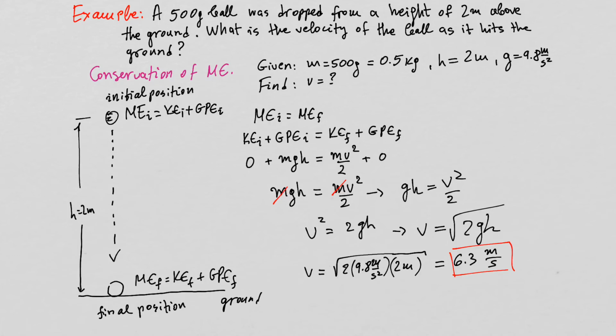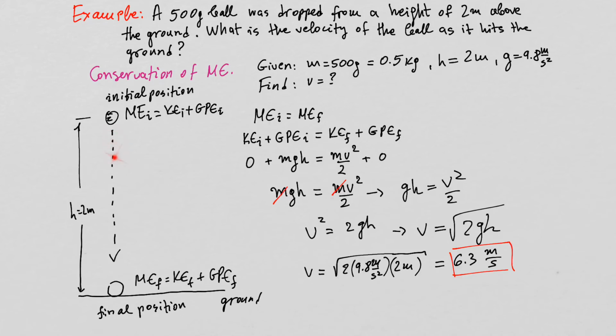Now, I want you to keep something in mind. In this particular example, the initial kinetic energy was 0, and then the final gravitational potential energy was 0. However, anywhere in between the two positions, the initial and final positions, I may be asked to calculate, let's say, the velocity.